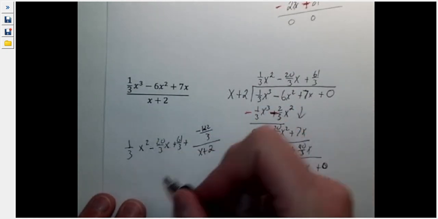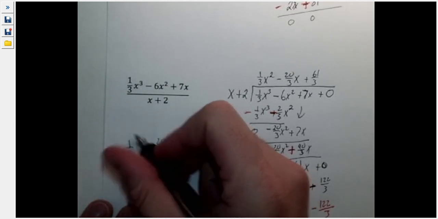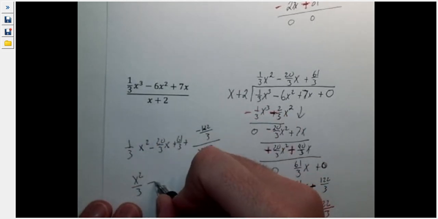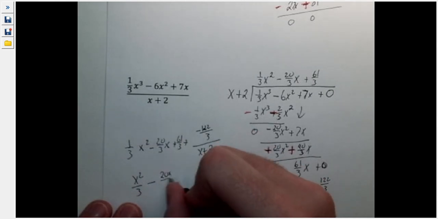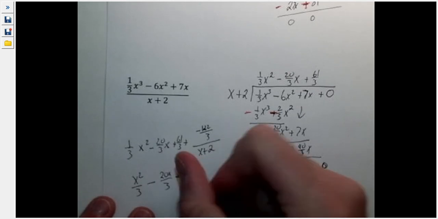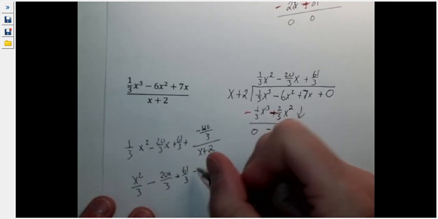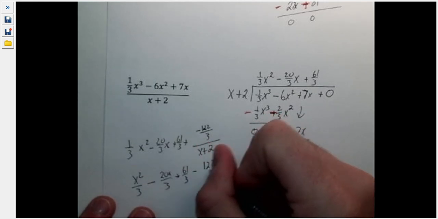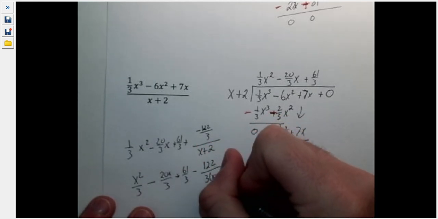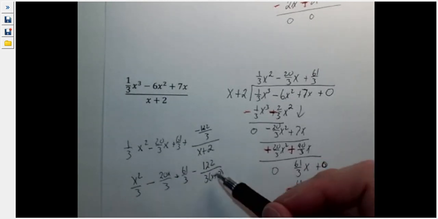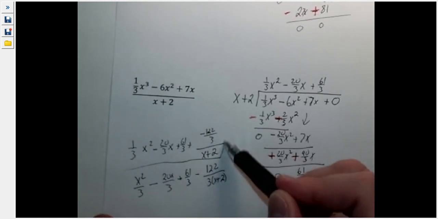Now, you could also write it with this in the numerator. You could have written it as x squared over 3 minus 20x over 3 plus 61 over 3. And then you could have written this as minus 122 over 3x plus 2. If you wanted to simplify it a little bit, you could also write it like that. But I prefer you write it like this.